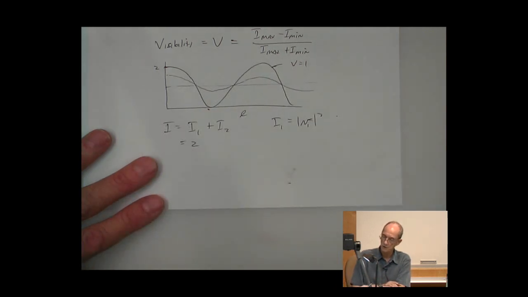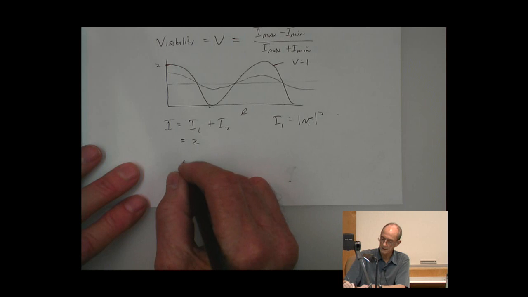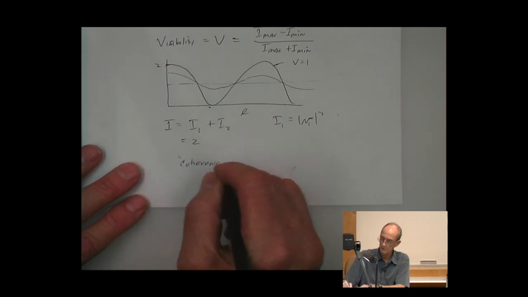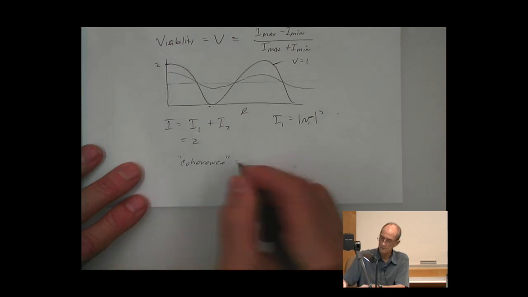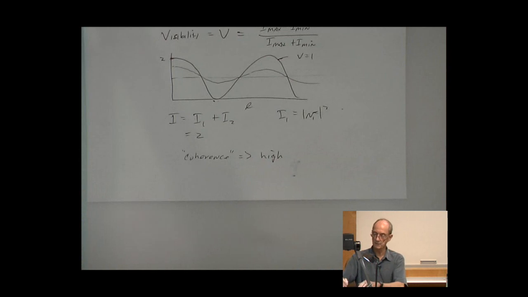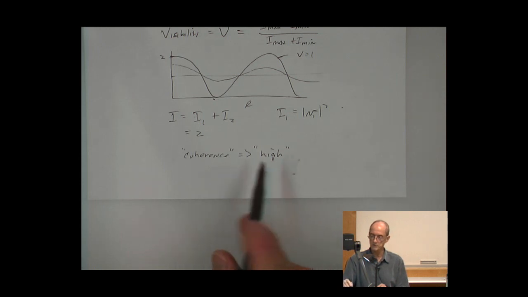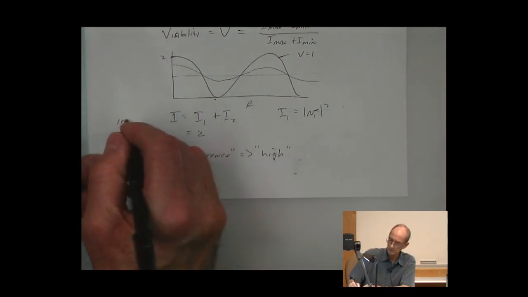Okay. So again, we want to have high visibility in the system. So in order to have high visibility, we want the coherence, whatever that means at this point, we want a high degree of coherence. Again, relative to what, and what does that mean? Well, high degree of coherence relative to the incoherent case.